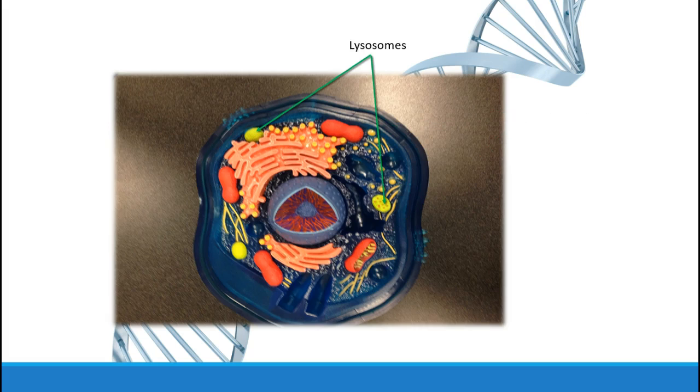The yellow figures are called lysosomes. They have low pH enzymes that can break down many macromolecules like proteins and lipids.